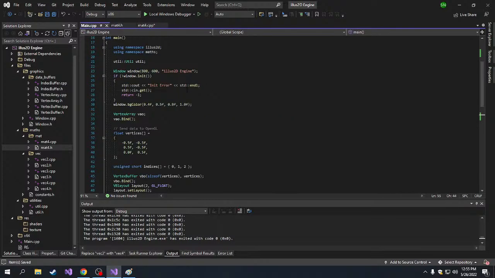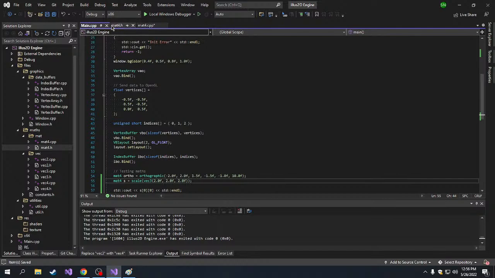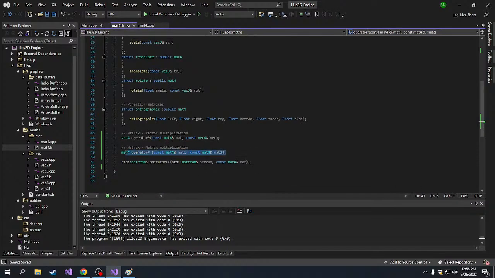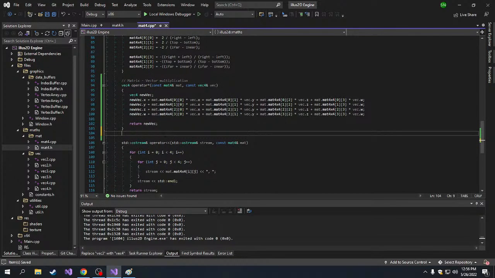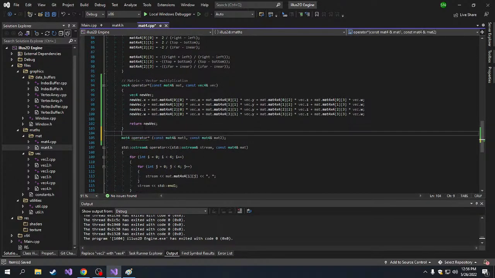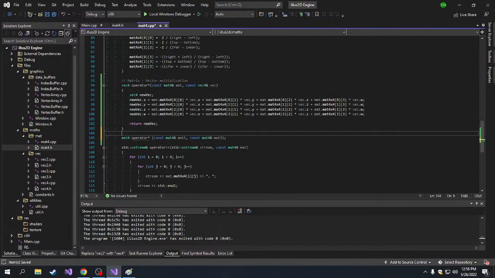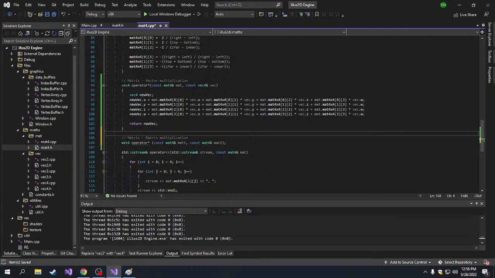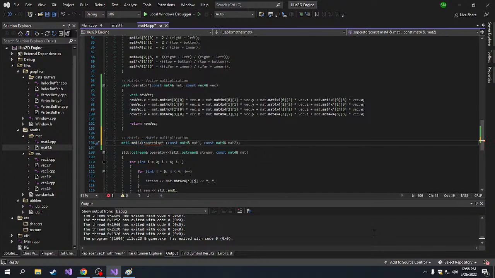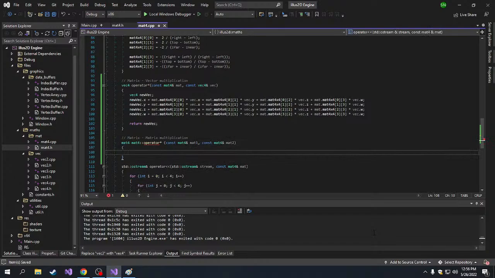And what we'll do is we'll just define the function here. So copy this, copy it here, matrix multiplication, vec4. Okay, cool.